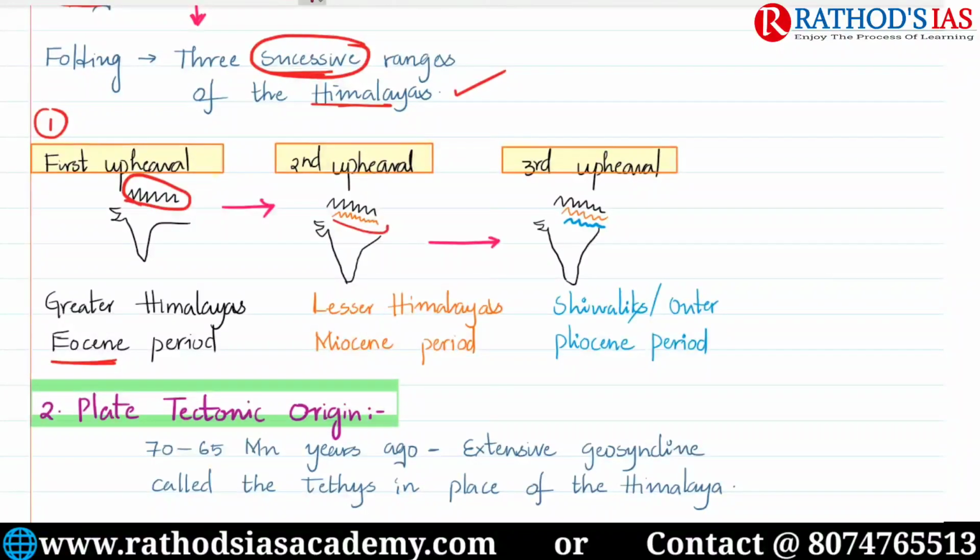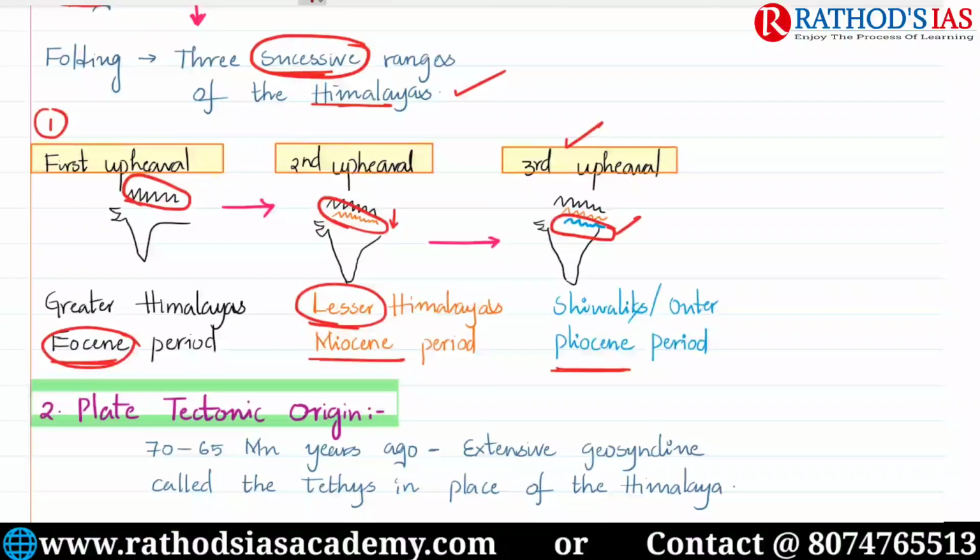And later on the second upheaval happened. In the second upheaval, south of the greater Himalayas, the lesser Himalayas formed. And during which period did the lesser Himalayas form? That is during the Miocene period. And later on the third upheaval happened. South of the lesser Himalayas, the Shivaliks or outer Himalayas formed, and they formed during the Pliocene period.